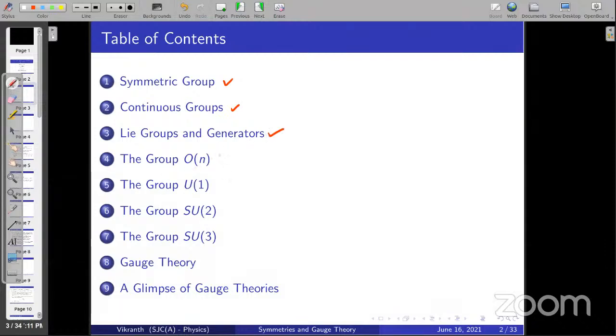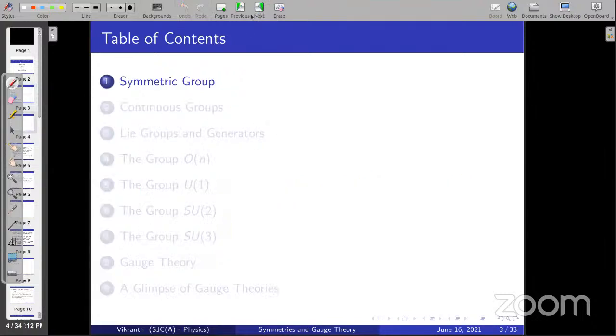And then we will look at symmetries for the groups that are required for the standard model, namely the O group, the U1, SU2, and SU3. Reason being, the standard model has an SU3 cross SU2 cross U1 symmetry in it. And then we'll briefly see what a gauge theory is, what it means for a theory to be called a gauge theory, and I'll give you a few examples of the gauge theories that have been working so well so far. All right, so let's get started.